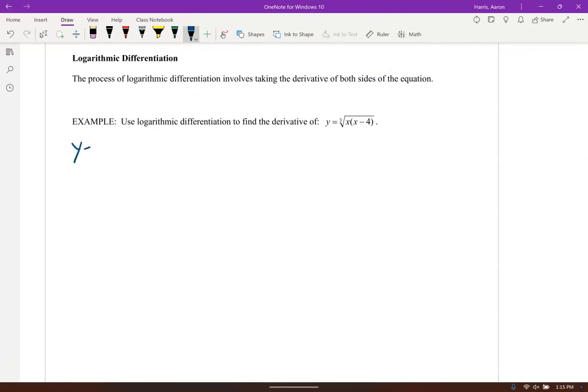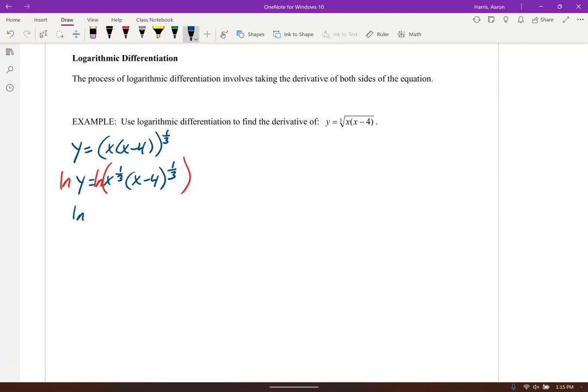Let me go ahead and write this first in exponential notation. So all of this is to the 1/3, right? If a times b is to the 1/3, then a is to the 1/3, b is to the 1/3. So I could write this as x to the 1/3, x minus 4 to the 1/3, right? So I'm going to go ahead and write it that way, and then this is what sets apart the logarithmic differentiation. I'm going to take the natural log on both sides. So I run the natural log, and I run the natural log.